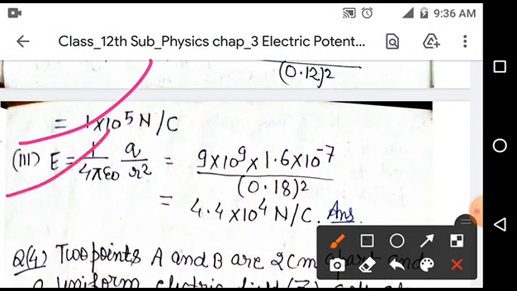And the third one is at the distance of 18 centimeter from the surface. So on putting the values, E is equal to 1 upon 4 pi epsilon naught small q upon small r square. So on putting the values of all the terms, we get 4.4 into 10 to the power 4 Newton per Coulomb.